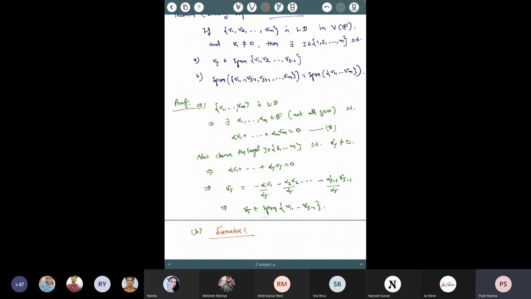So this implies that there exists at least one index j from 2 to m such that this alpha j is not equal to 0. And therefore I'm dividing only with that alpha j. This j is from 2 to m. So where is the question of alpha 1 being 0 or not 0? Is it clear now?